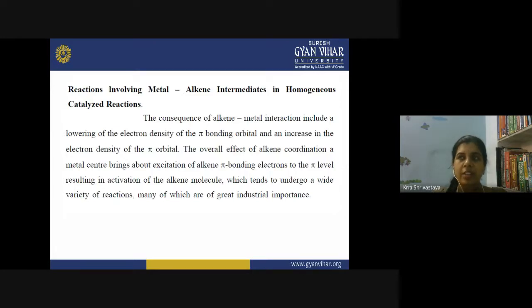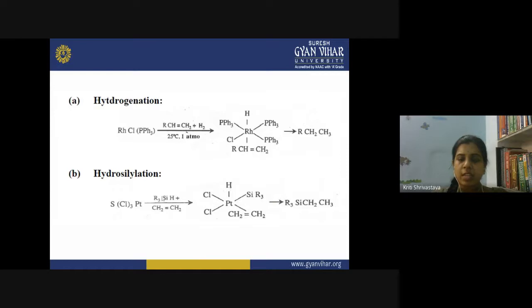So this activation of alkene molecules, this property of the metal alkene complex that the alkene is getting activated so easily, can be used in many industrial applications when my metal alkene complex is behaving like a catalyst. So what are these reactions?